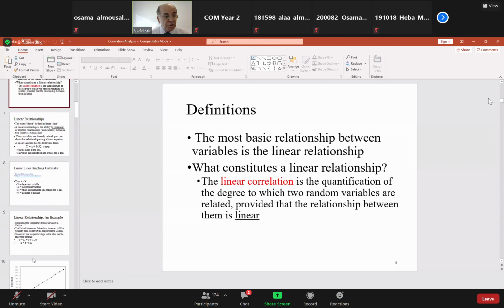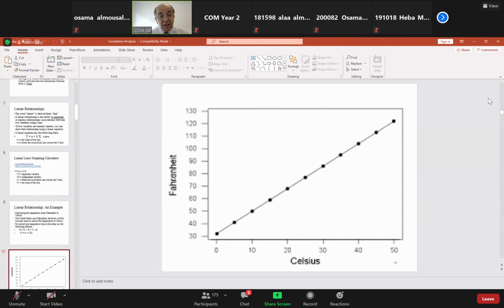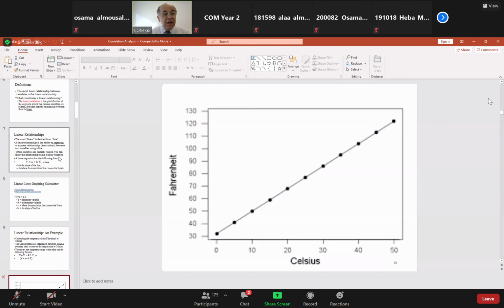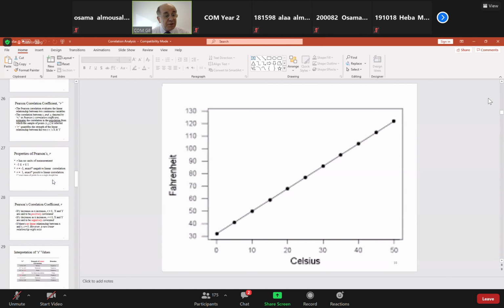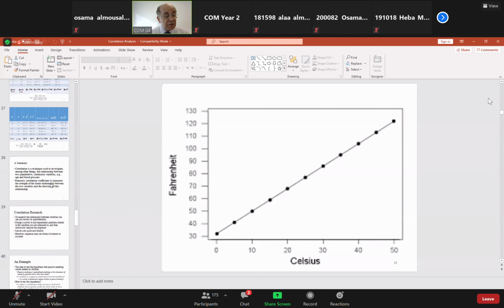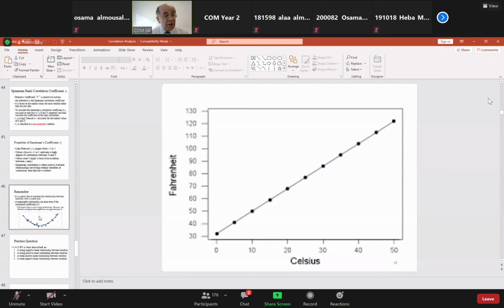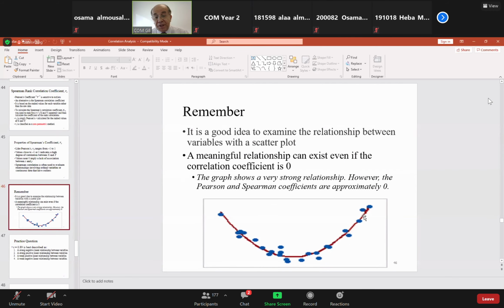For example, these two variables, we have Celsius and Fahrenheit. When they vary, they draw a line. So their variation is linear. Okay? Now other variables can be nonlinear. Let me show you another relationship that is nonlinear. Look, these are two variables. They don't draw a line. They draw a curve. So they are related. However, the relationship is not linear, meaning when they vary, they don't draw a line.